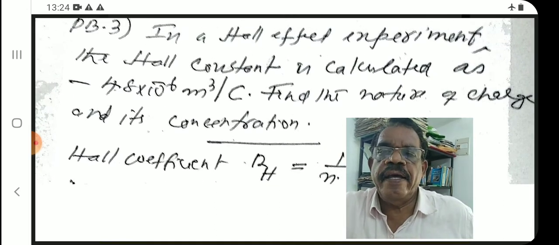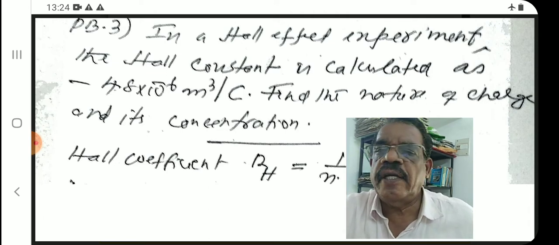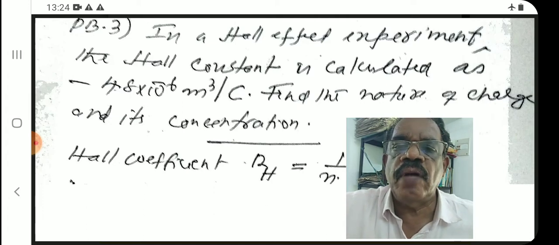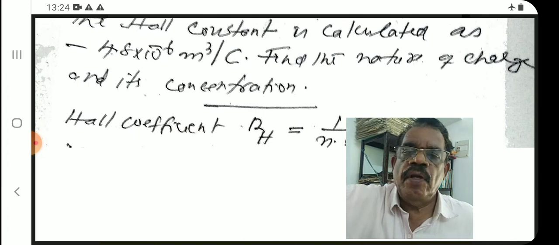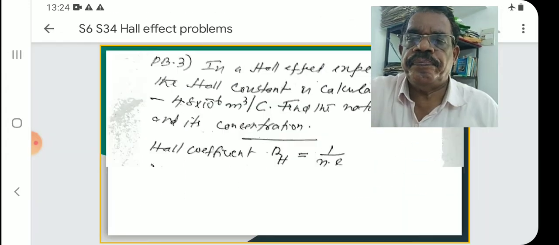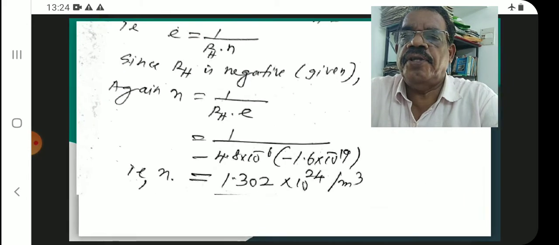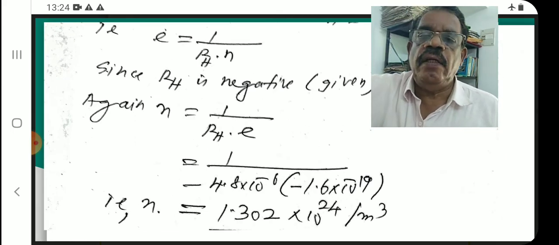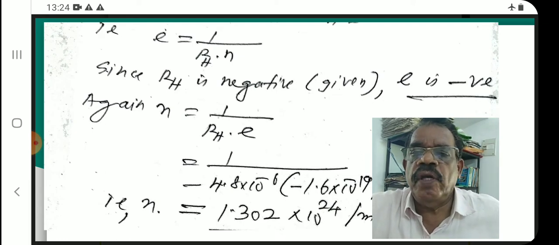You look, in a Hall effect experiment, the Hall constant is calculated as minus 4.8 into 10 raised to minus 6 meter cubed per coulomb. Find the nature of charge and its concentration. So the Hall coefficient RH is 1 by NE. That is, the charge E is equal to 1 by RH into N. Here RH is given negative. E is negative here.